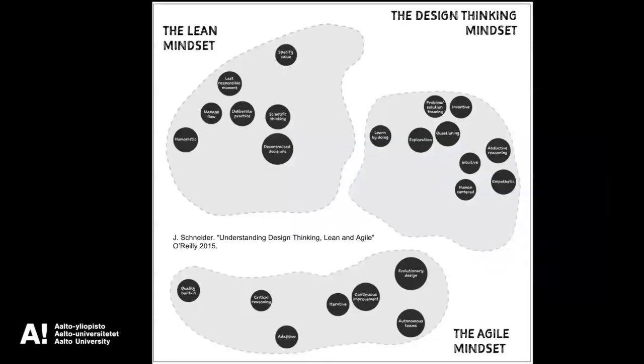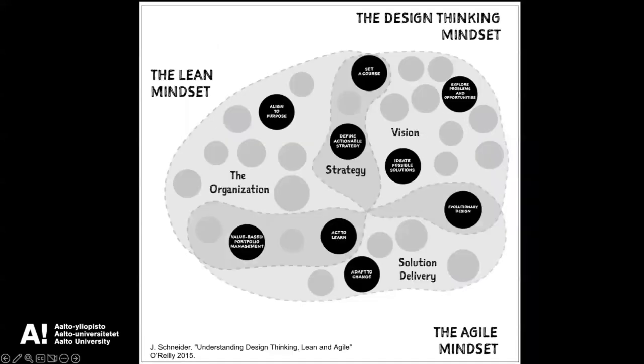And actually, there is a really good book, the one in the middle, by Jonny Schneider, Understanding Design Thinking, Lean and Agile. It is one way of putting it together. He has actually done the work of looking at these three: lean mindset, design thinking, agile mindset, and where they contribute, if you will. If you take all of them together, you can see that definitely the lean mindset is a lot about the organization, aligning people to purpose. It's a lot about strategic vision, seeing into the future.